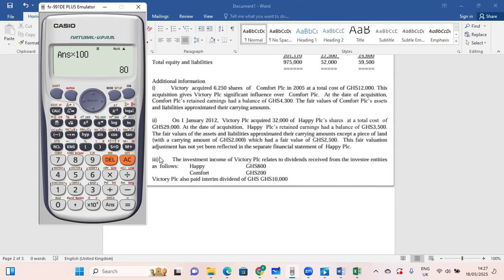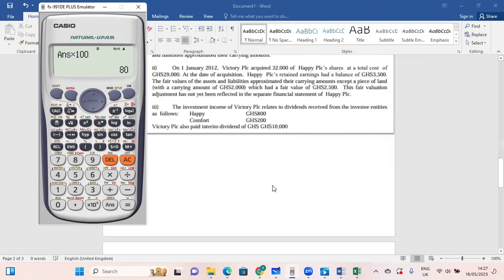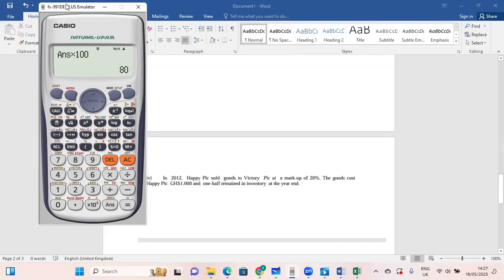So this fair valuation adjustment has not yet been reflected in the separate financial statement of Happy PLC. The investment income of Victory PLC relates to dividend received from the investee entities as follows. So Happy has an income of 800, Comfort 200, and then Victory PLC paid an interim dividend of 10,000, right?